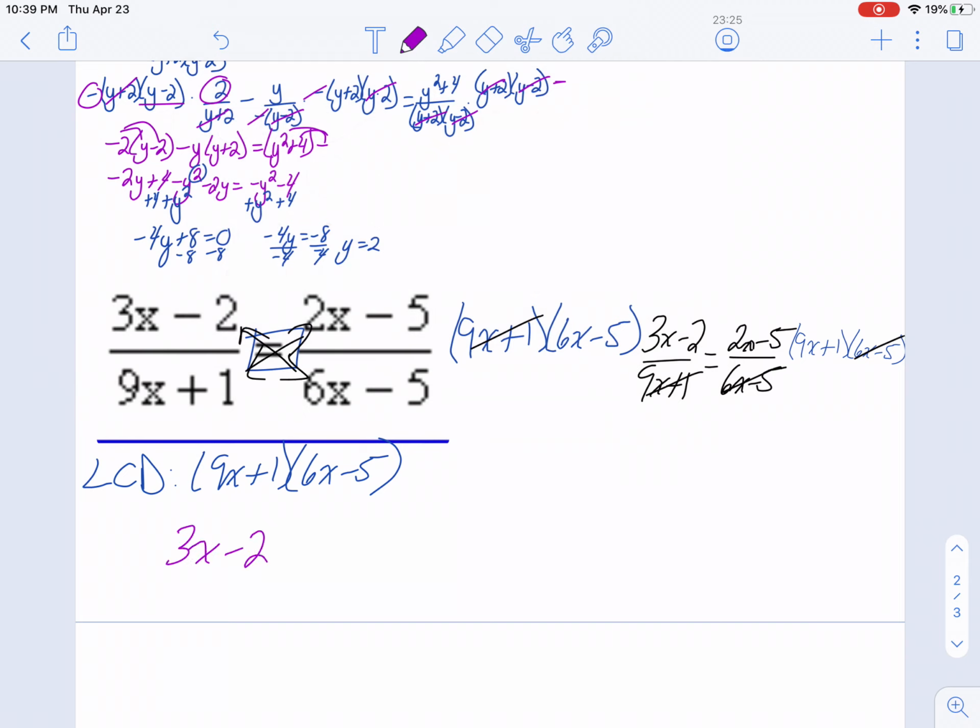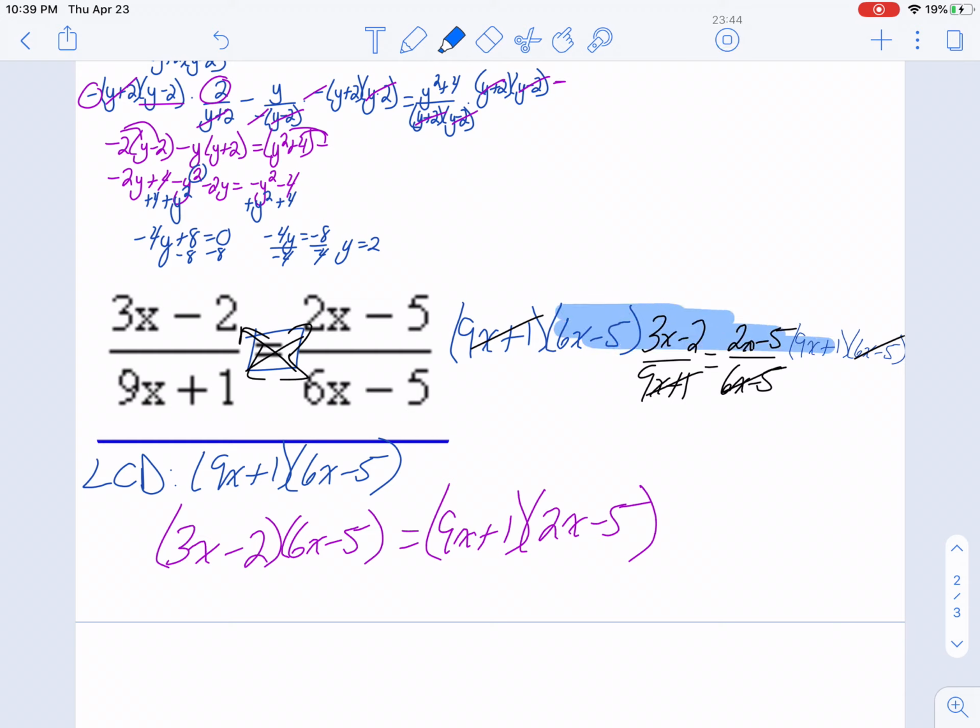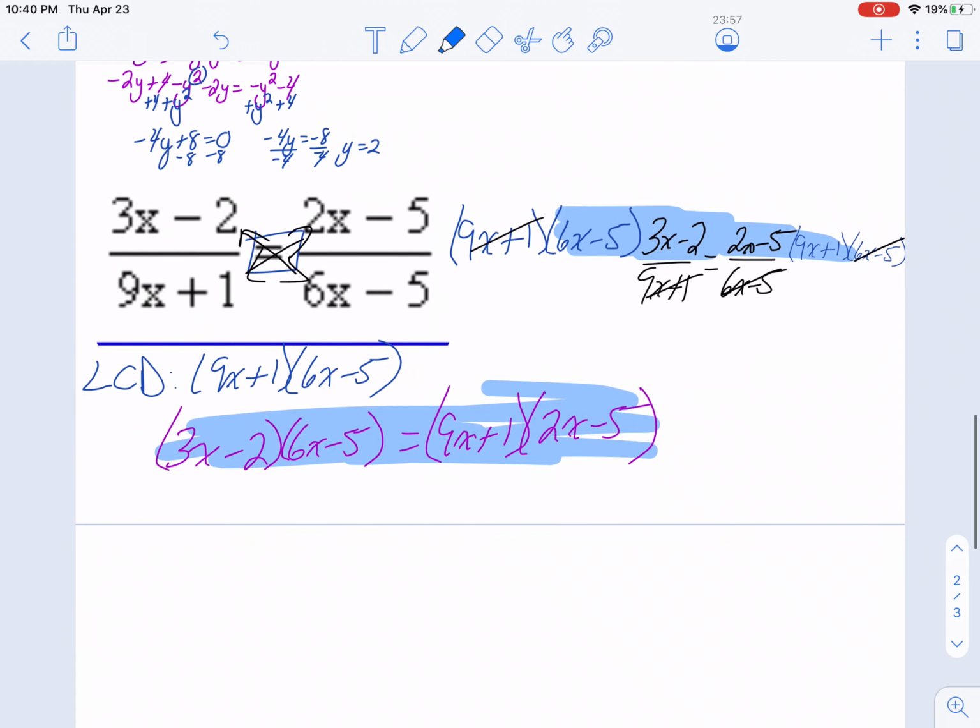So I would have 3x minus 2 multiplying with the bottom right of 6x minus 5 equals 9x plus 1 times 2x minus 5. Alright, let's look at my two problems. What do I have left in my rational equation problem? This. What do I have left in my cross multiply problem? This. Hopefully we get the exact same expression, showing either one works. It's completely up to you which one works better for you. So go ahead and solve.